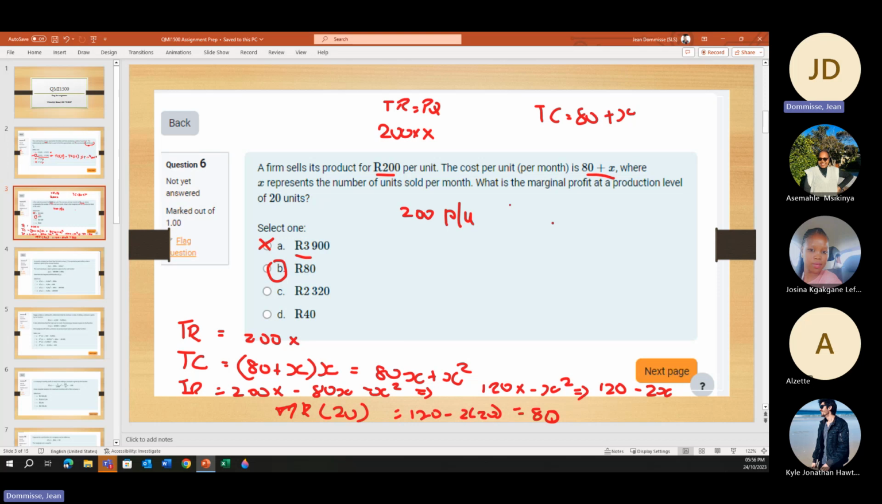And then we say there's going to be X units. So we multiply by X to get the 200X. Here we say the cost per unit is 80 plus X per unit. And then we need to multiply that by X as well to get your 80X plus X squared. So that will be your total revenue function. And this will be your total cost function.